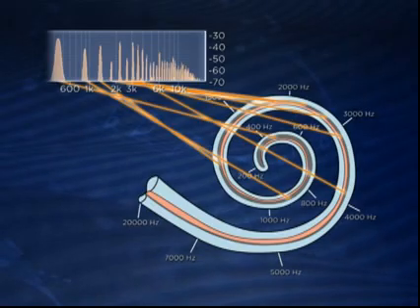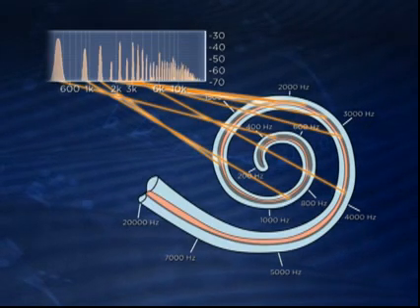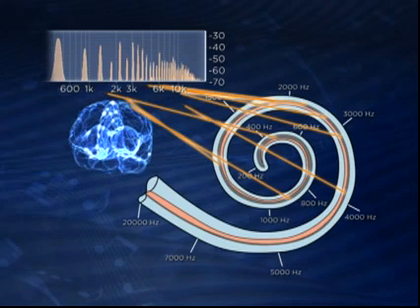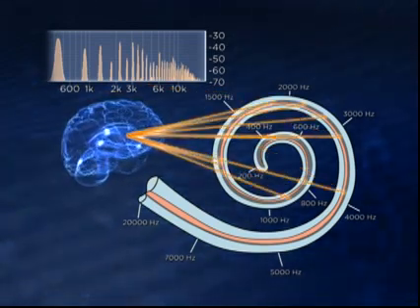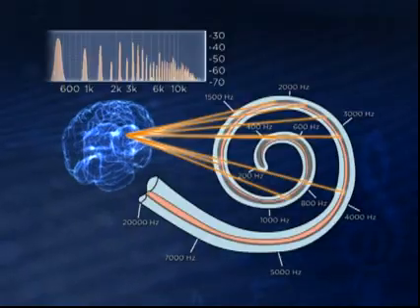What your ear is doing is exactly what the Fourier transform is doing. It's separating a complicated wave into simple sine functions and sending those to your brain. It's sending the signal, it's sending the recipe back to your brain.